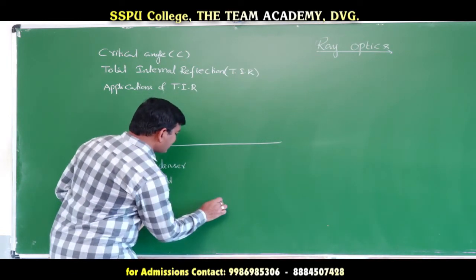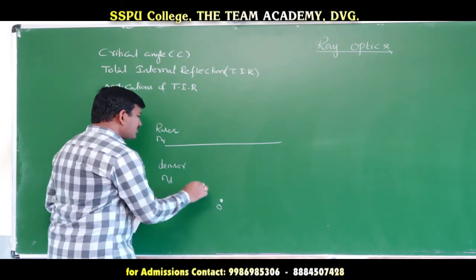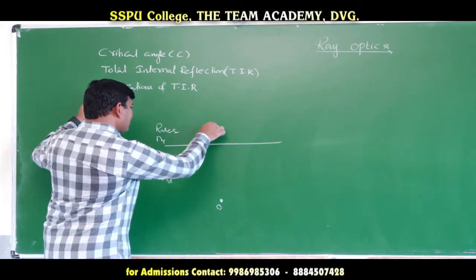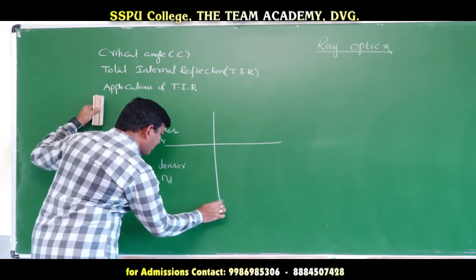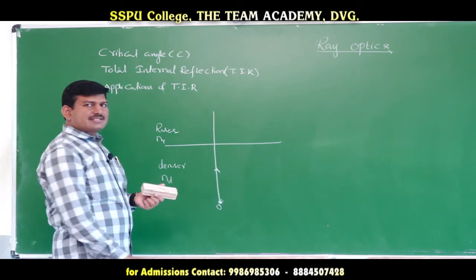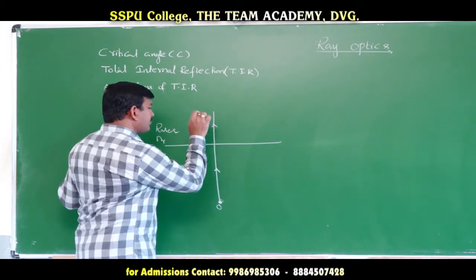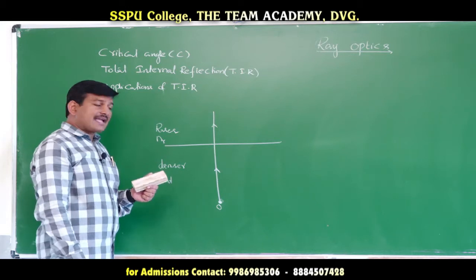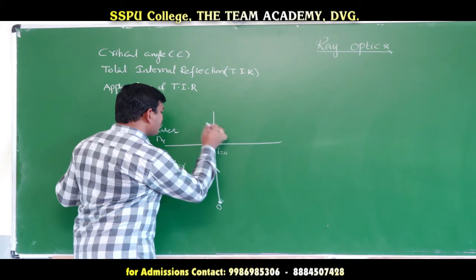Let me choose, this is the point illuminated object O. From this object O, I will choose the light ray which is incident normally on the interface. A light ray which is incident normally on the interface will travel without any deviation, straight away. Because for normal incidence, Snell's law is not applicable. That means the light ray does not undergo refraction. Normal incidence means angle of incidence is equal to 0 and angle of refraction is also equal to 0.